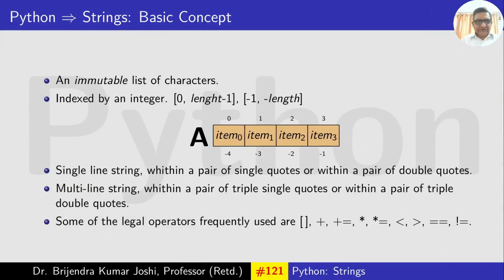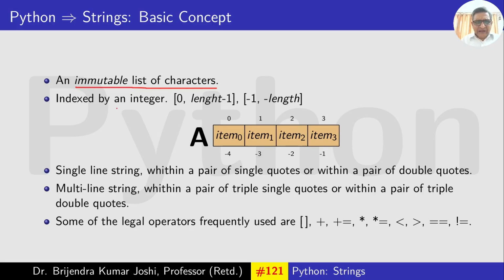So what is a string? A string is nothing but an immutable list of characters. It means that once a string has been declared, you cannot modify it. So it means something like a constant, what we call a string constant in C and C++. You cannot modify its characters. This is what immutable means.